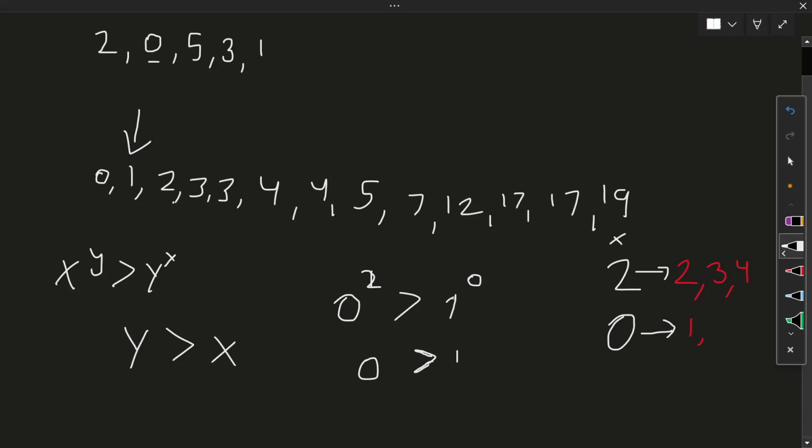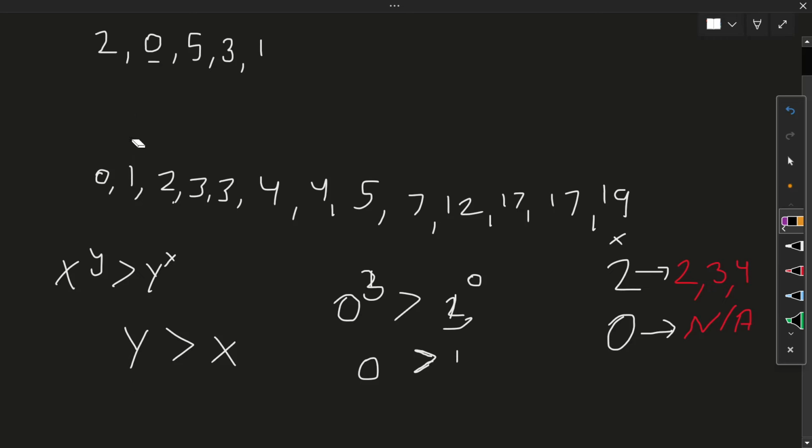If we have value 2, this is also not correct. If the value is 3, this is also not correct. So for x as 0, no value will be correct. So the answer is null, I am writing not available. Value is not available. So no value. So next we have 5.